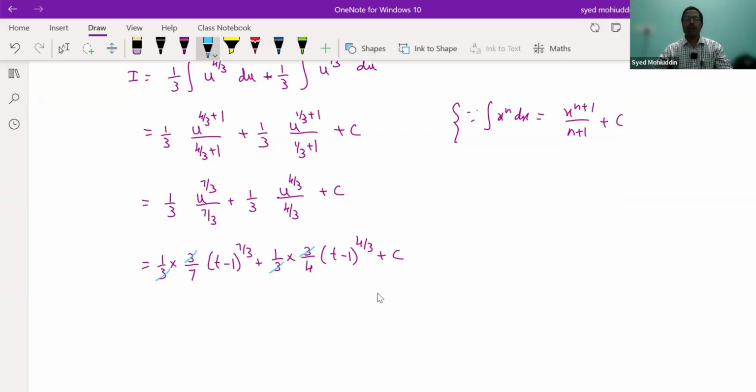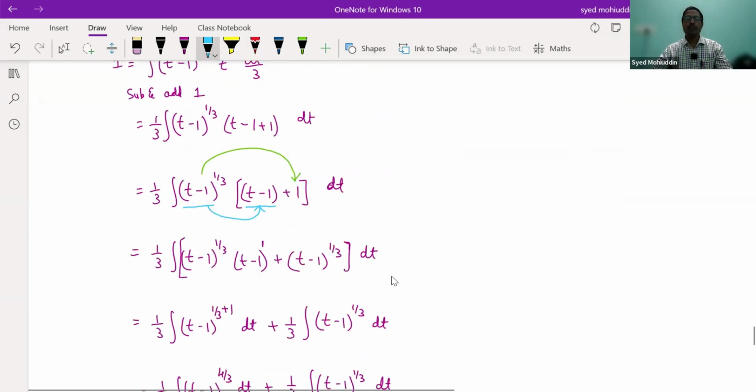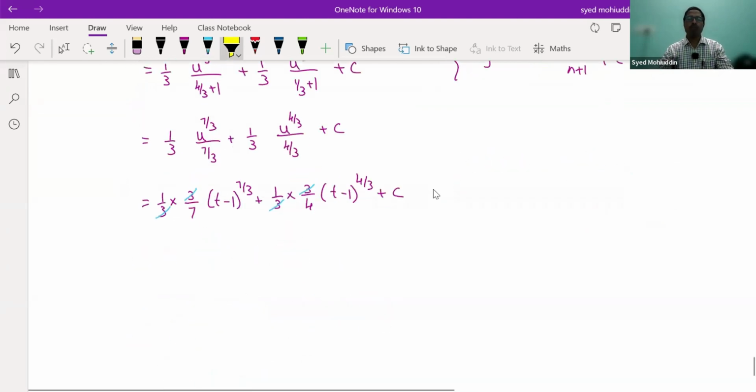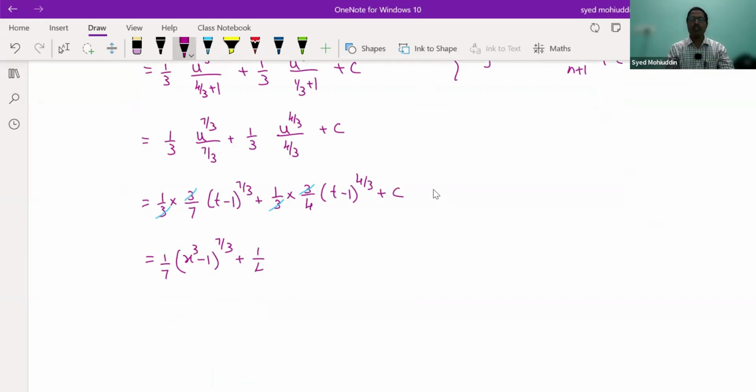But what is the value of t that I have taken initially? If you go back, I have taken t as x cube. So put the value of t as x cube. So you will be getting the value as x cube minus 1 whole power of 7 by 3, plus this 1 by 7 is there, I'll write 1 by 7 as it is. Here you are having 1 by 4, t value is x cube minus 1 whole power of 4 by 3 plus the constant c. So initially the question was in terms of x. Finally, you have to express the solution also in terms of x only. That's the required solution.